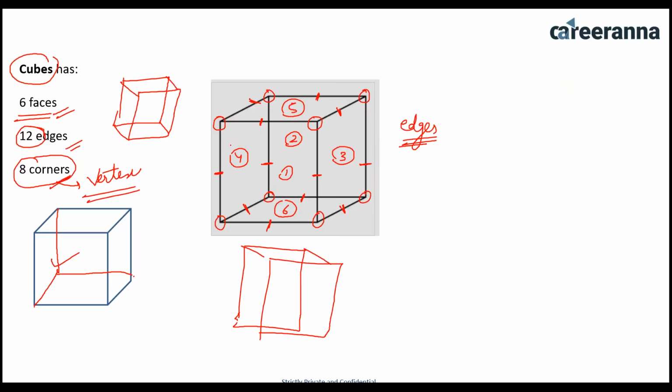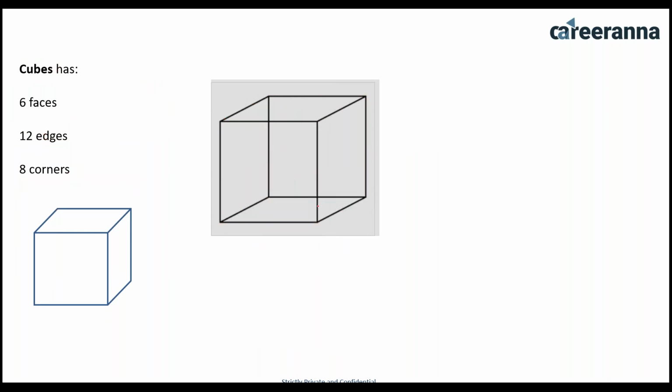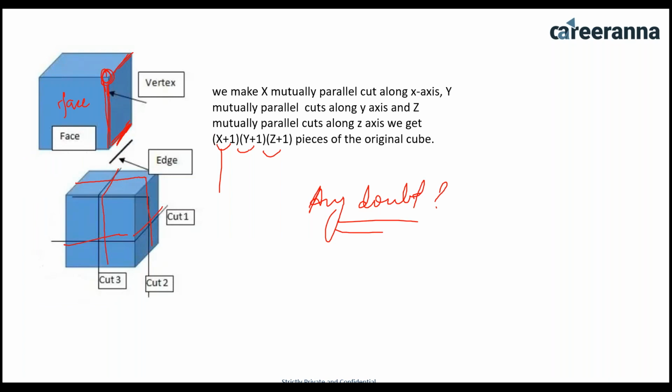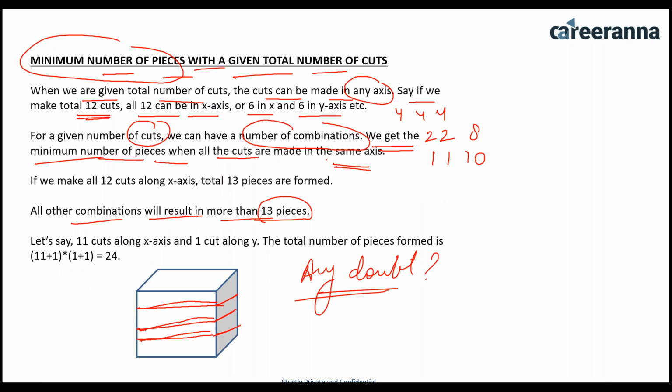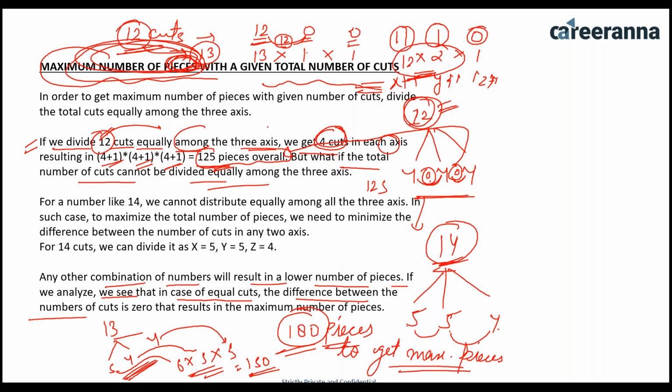Let me show you all the slides again, so that Supriya, don't worry, you will be getting the recording of this lecture. So guys, let me drop all the screens and you can just do a quick revision. 6 faces, you can easily count. 12 edges, 8 corners. You can also say vertices. This is the same thing, number of cuts, x plus 1, y plus 1, and z plus 1. This is minimum number of pieces. Minimum number of pieces you have to find when total number of cuts are given. So this was an example.